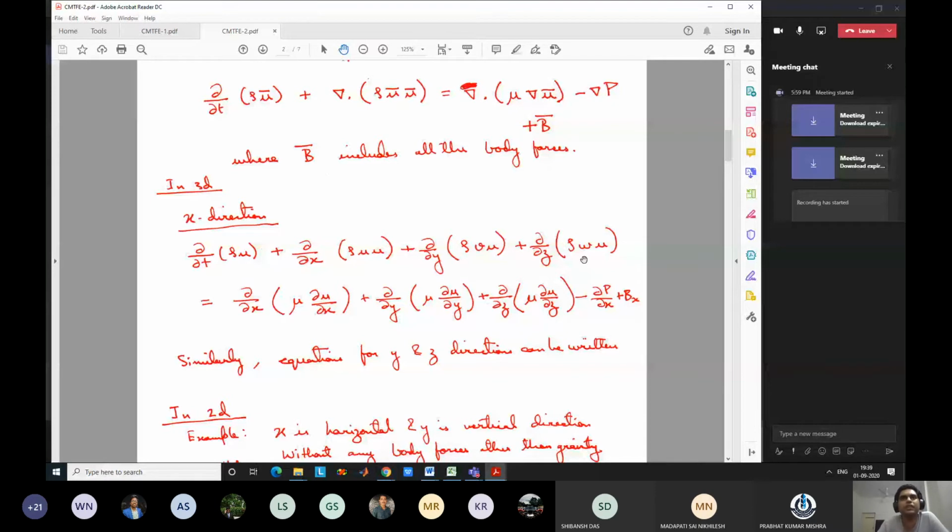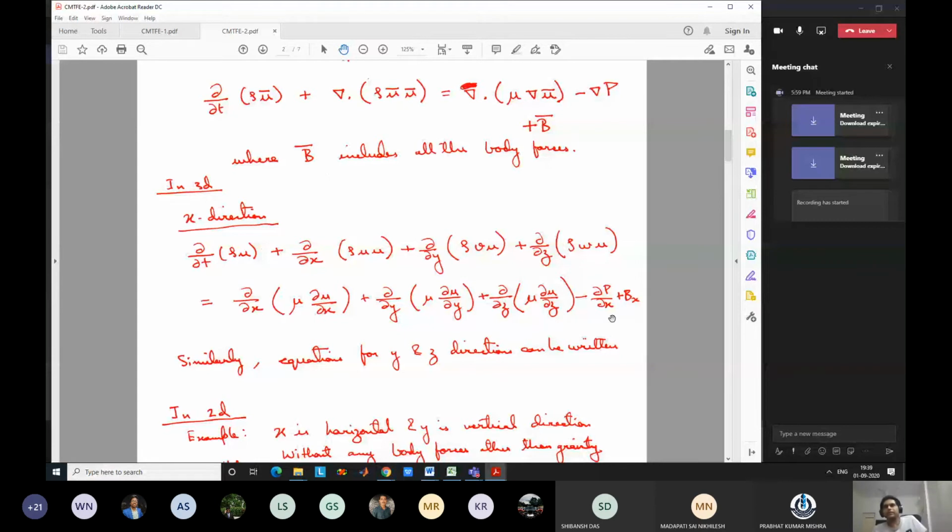For this first equation, x direction, this u and this u are just the velocity component for the x direction, which is u. So you have three terms here. Then you have del x of mu del u del x plus del y of mu del u del y plus del z of mu del u del z minus gradient of p in the x direction, which is del p del x, plus any body force if this is present in x direction.